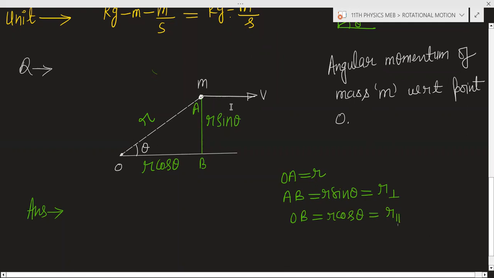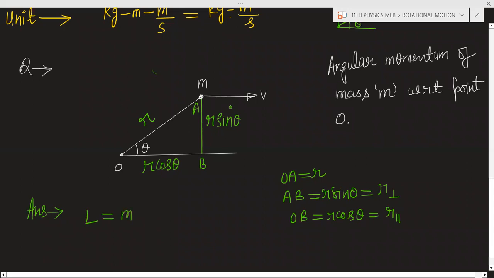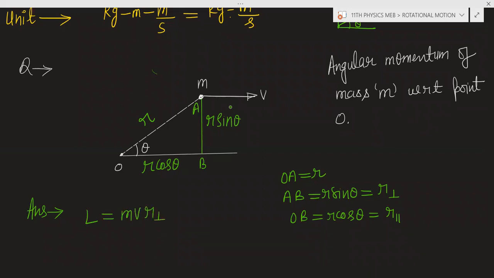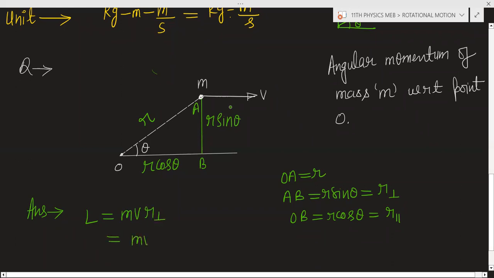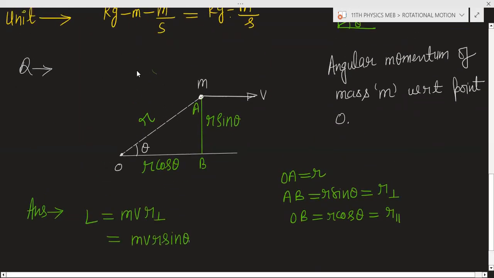So what is the formula of angular momentum? m v into r perpendicular. Apply this formula and you will get the answer. m v r perpendicular is m v r sine theta. So this is the answer. Direction I will tell you later. One more way to solve this question.